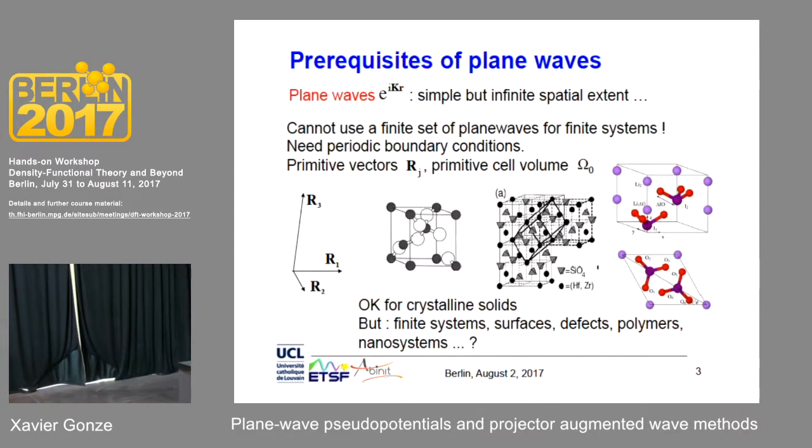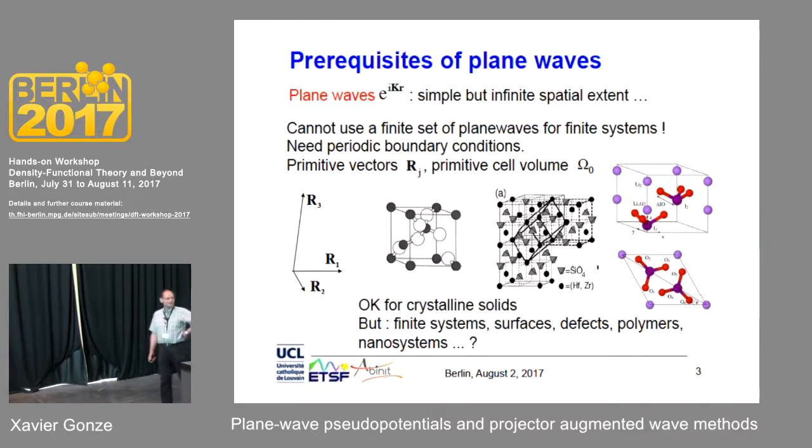But, and this connects with the previous presentation, there are prerequisites for the plane waves to be used. Indeed, they are very simple functions, but they have an infinite spatial extent. So one cannot use a finite set of plane waves to represent a truly localized system. One might make a Fourier transform to find the decomposition. We would need to have an infinite number of plane waves. So we will directly place ourselves in the context of periodic boundary conditions.